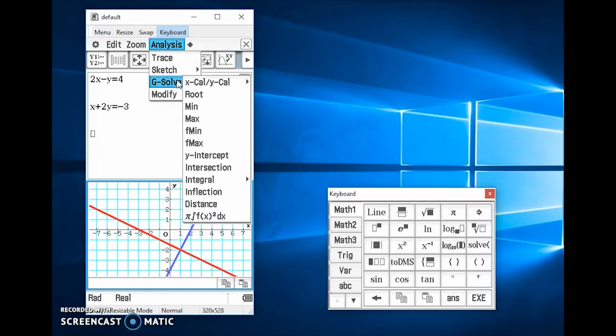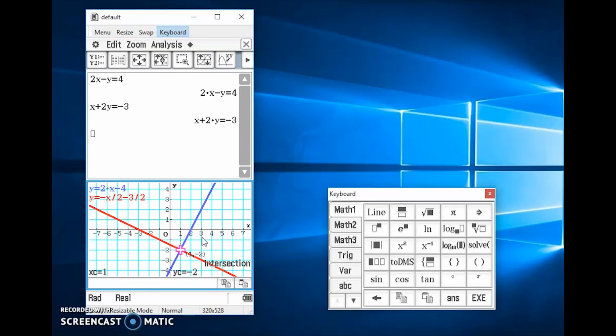Let's check it. We can go to Analysis, G-Solve, and then Intersection, and you can see that it is actually highlighting that point 1, negative 2. So a useful way of being able to do it on our graphics calculator, the ClassPad.